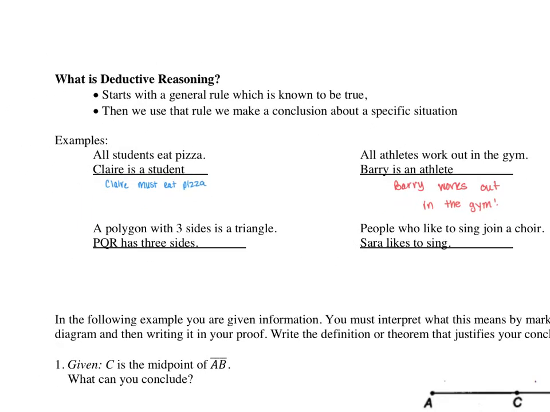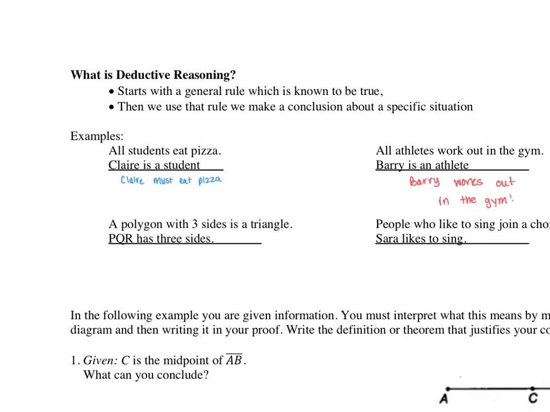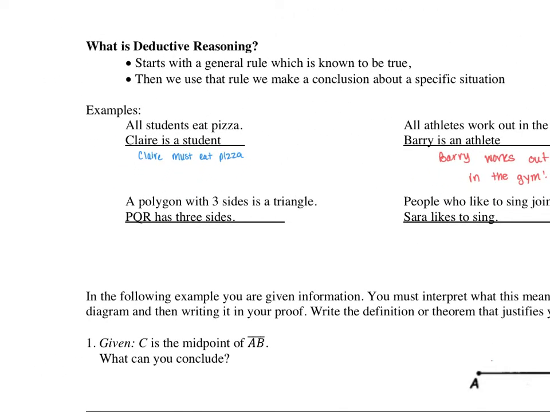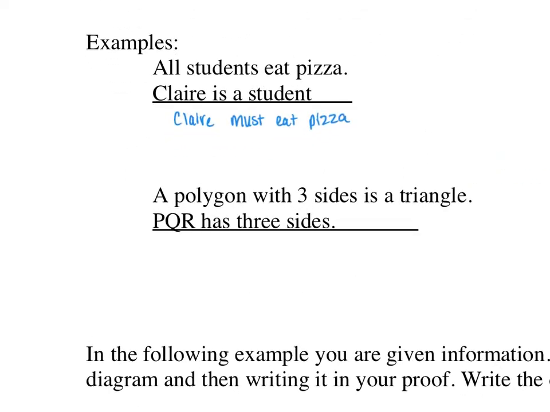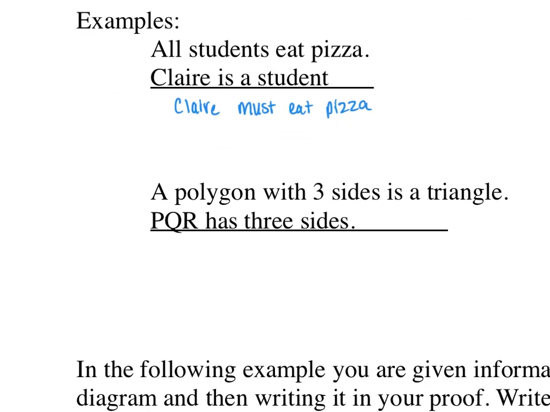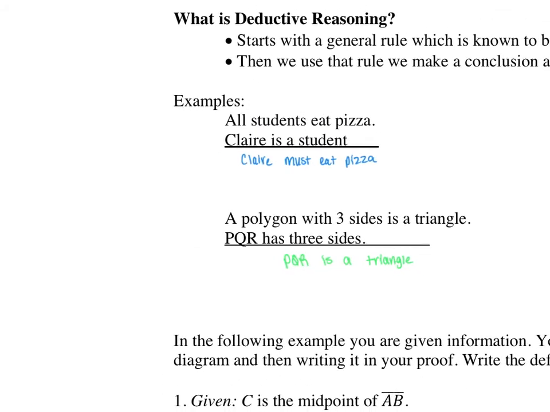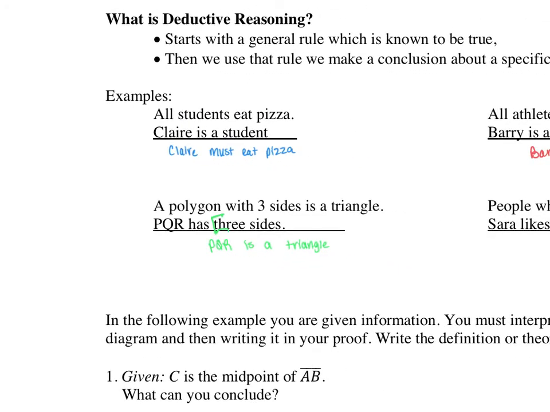Next example, a polygon with 3 sides is a triangle. PQR has 3 sides. Try to do this one by yourself. If you do this by yourself, you should get that I can say PQR is a triangle. Because it has three sides, and we just said that three sides is a triangle, so I can say PQR is a triangle.